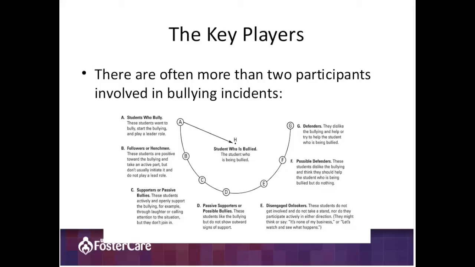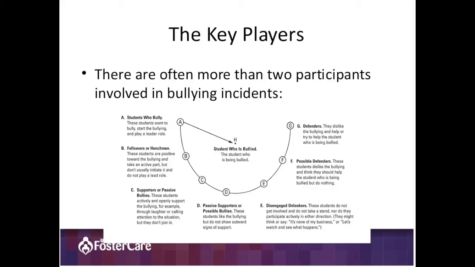There's also the D group, which are passive supporters or possible bullies. These students like the bullying but do not show outward signs of support. If the camera panned around in the movie during the fight scene, they would be standing there just watching it and not really doing anything, not cheering, not calling attention to the situation, not throwing any punches. They're not the ones that started the fight, but they're there, just standing there.